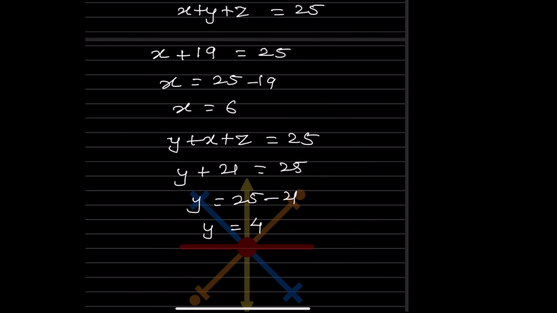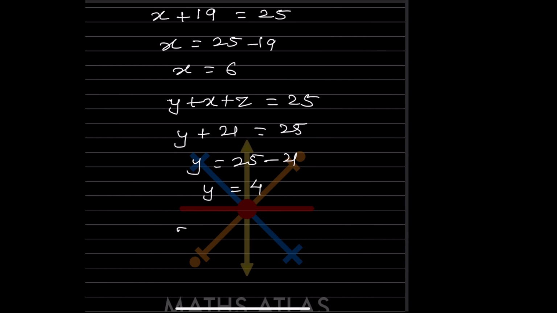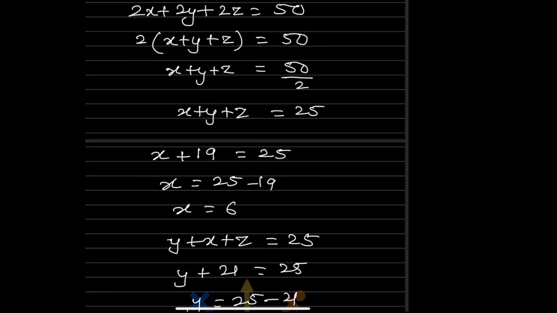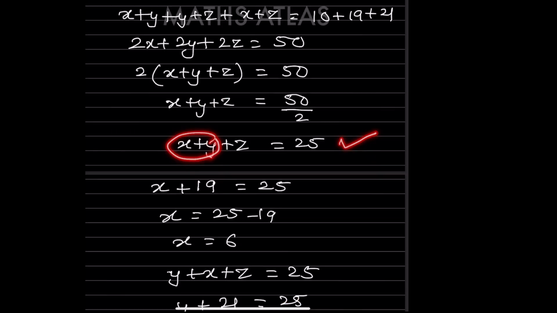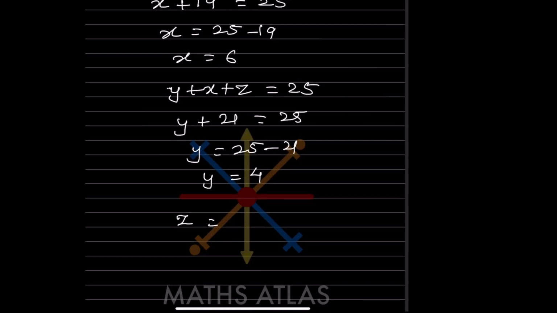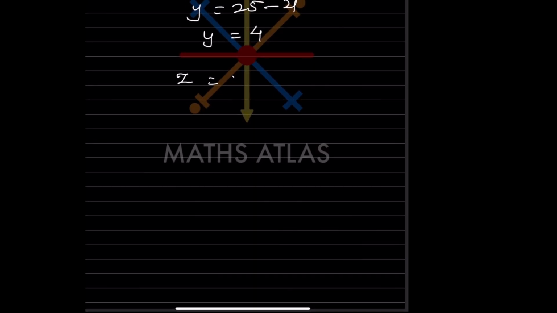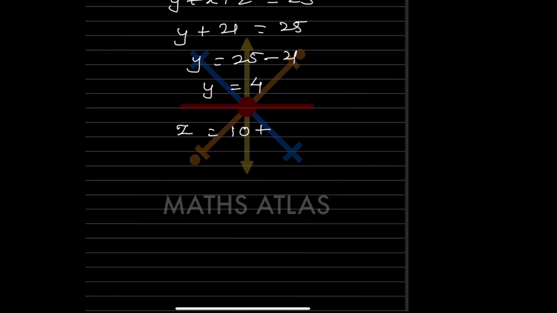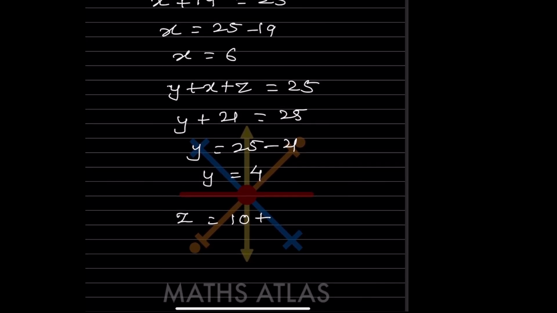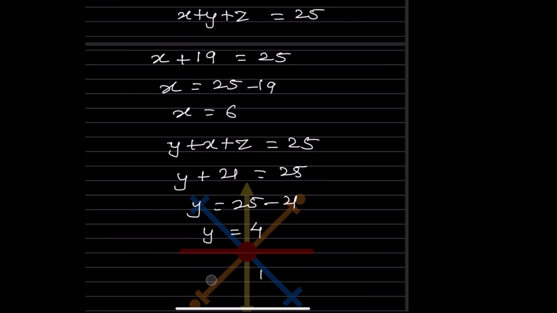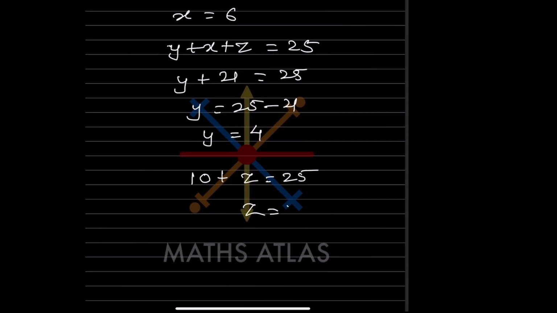So now we got x, we got y, and now let us see for z. How can we find z from the same equation? You know the value of x plus y is 10. So we can write 10 plus z is equal to 25. So z is going to be 25 minus 10. So z is going to be 15.